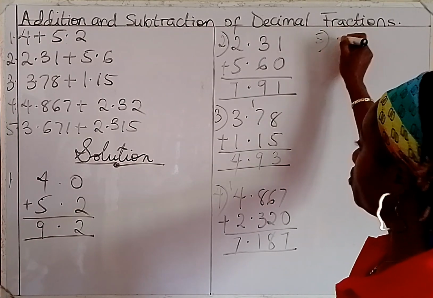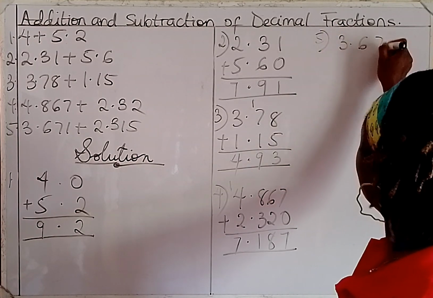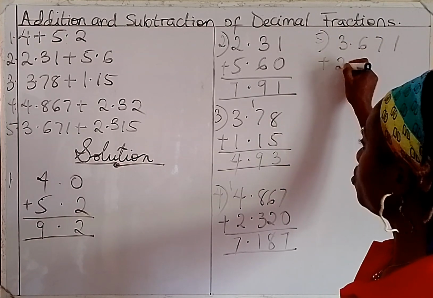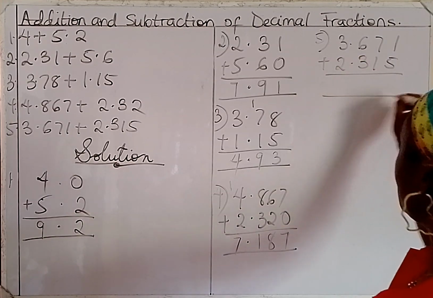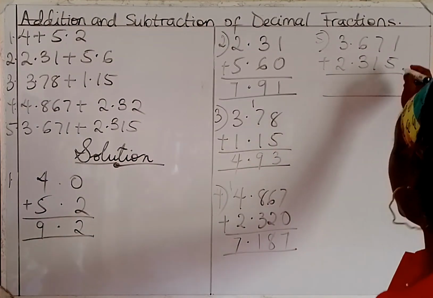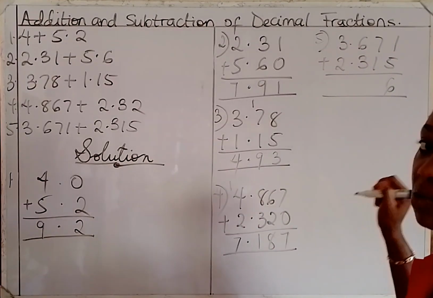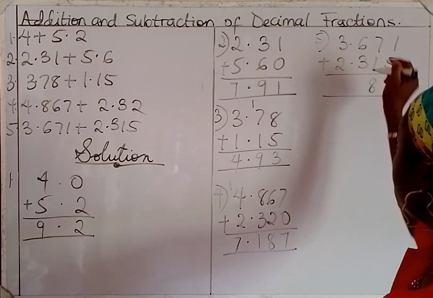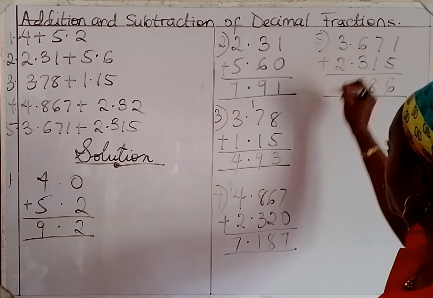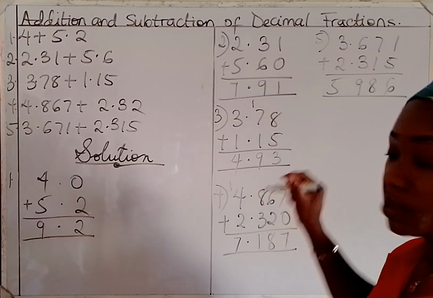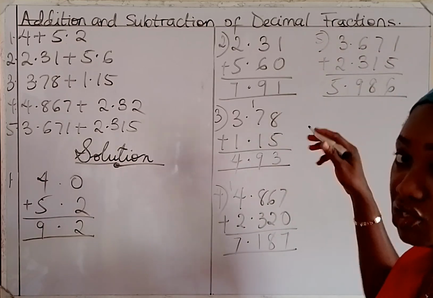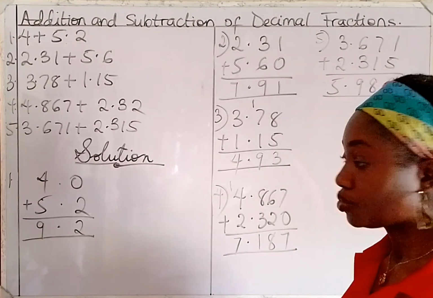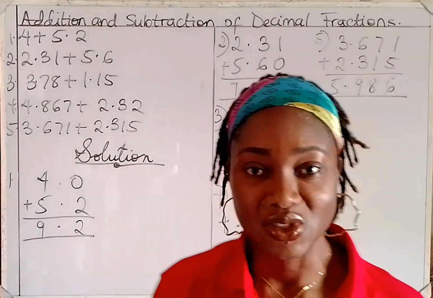Question 5, we have 3.671 plus 2.315. Okay? So we add them together. 1 plus 5 is 6. 7 plus 1 is 8. 6 plus 3 is 9. And 3 plus 2 is 5. We put our decimal between 5 and 9 because we need to follow the pattern in which the question is arranged. Okay? Alright, we've come to the end of today's lesson.